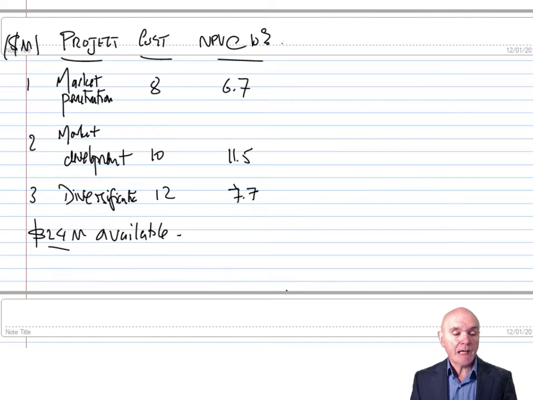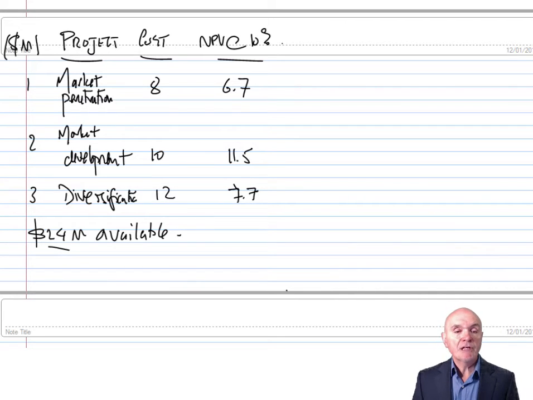First of all, we'll look at capital rationing. And here we have an example. We have three potential projects. Effectively, they are three different quadrants of the Ansoff matrix. Market penetration, such as increasing your market share from 20 to 25%. Market development, maybe opening up markets abroad. And then diversification. And we have 24 million available.